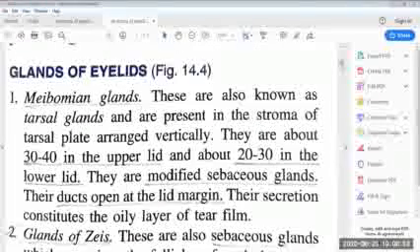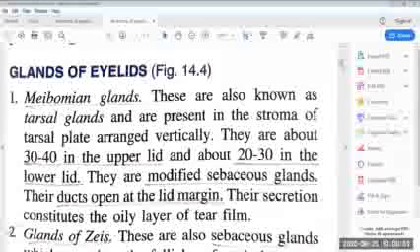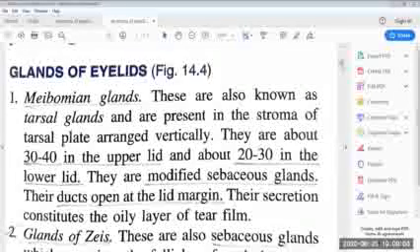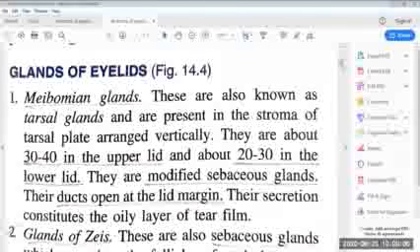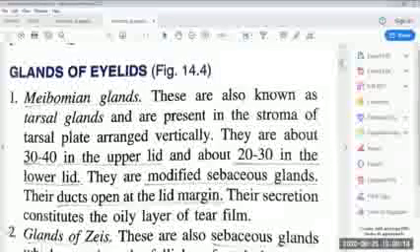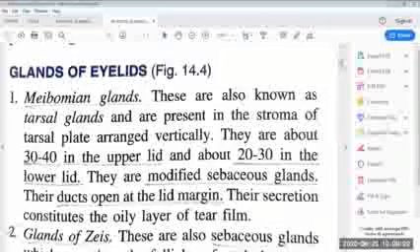Meibomian gland. These are also known as the tarsal glands. As we have already discussed, they are the parallel rows of glands present in the substance of the tarsal plate, in the stroma of the tarsal plate, and are arranged vertically in the parallel rows we studied. They are about 30 to 40 in the upper lid and about 20 to 30 in the lower lid. So their number varies in the upper and lower lid.